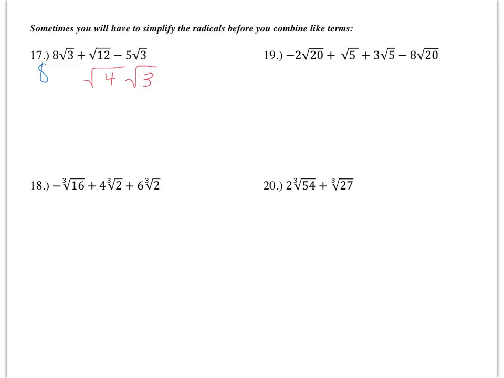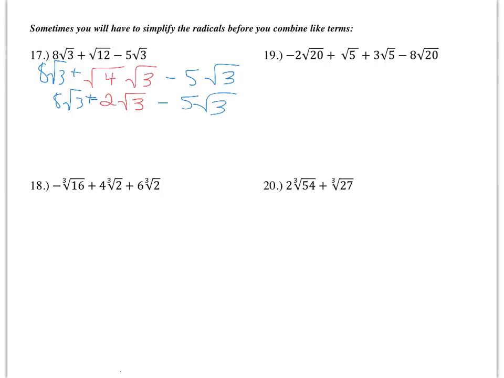I'm going to bring down the 8 radical 3, and I'm going to bring down the 5 radical 3. So all I've done so far is simplify that radical 12. I'm going to keep going with that middle term. I'm going to change that radical 4 into a 2, and then I'm going to copy everything else down. So I have 8 radical 3 plus 2 radical 3 minus 5 radical 3.